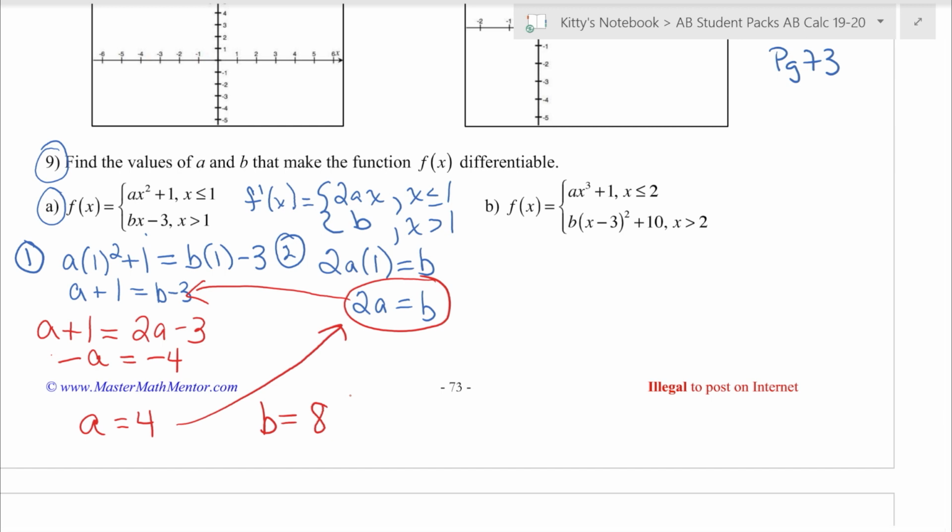Now here's the part that's tricky. When you say differentiable, I didn't say continuous and differentiable. But remember, when we talk about differentiability, that means that the function must be continuous. Okay? All right, I'd like for you to try B. So I want you to stop the video and try B. And when you come back, I will show you my work on this problem.